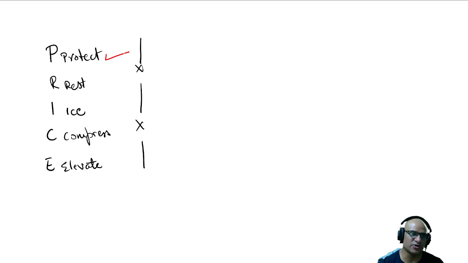So the first one is protect. When a person is injured, we as trainers first will want to protect it. Protection means we don't want any further injury or damage to that particular site. So you will not do anything to make it worse. Okay, so that is the first one.